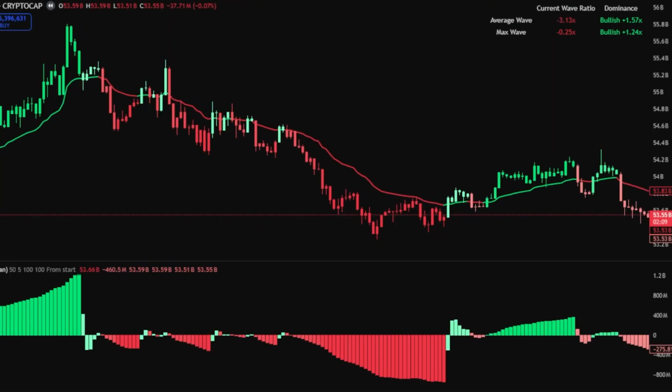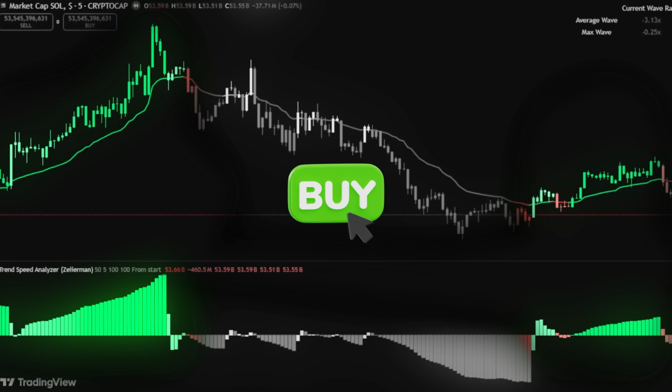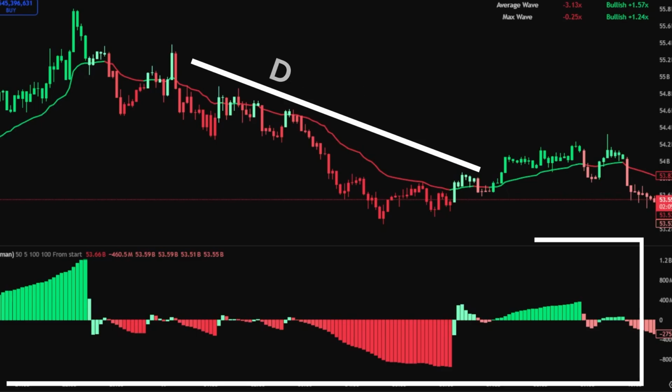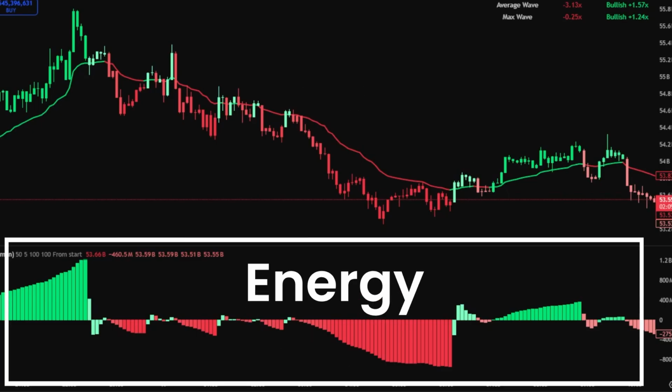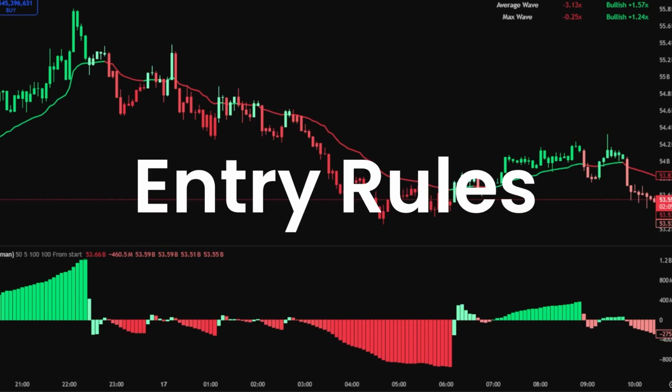The second part is the histogram at the bottom of the chart. The histogram shows momentum, how fast and how strong the price is moving. Green bars mean buying pressure is building. Red bars mean selling pressure is building. Think of it this way. The line tells you the direction. The histogram tells you the energy behind the move. You need both. Now let us go through the entry rules.